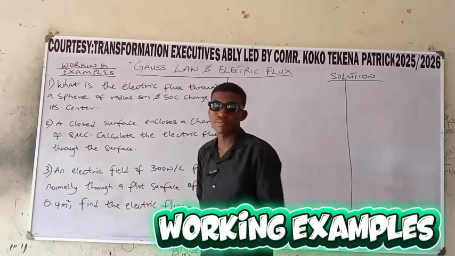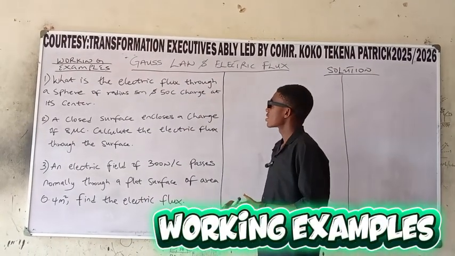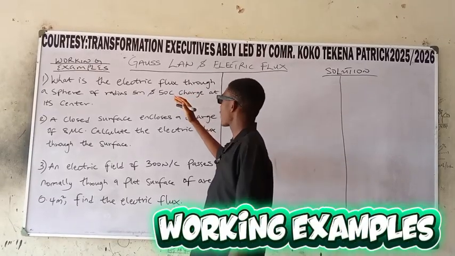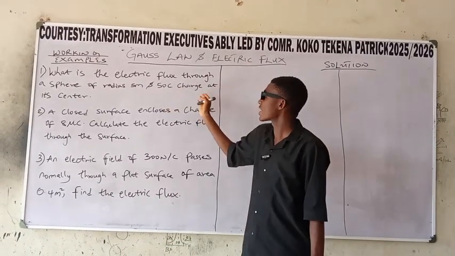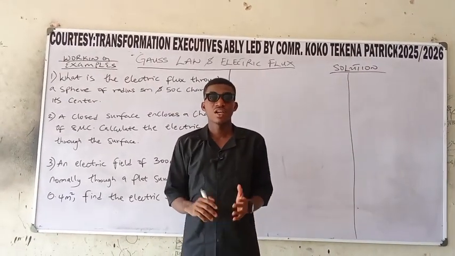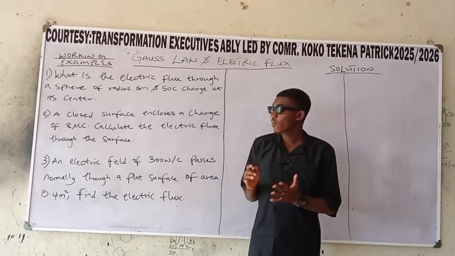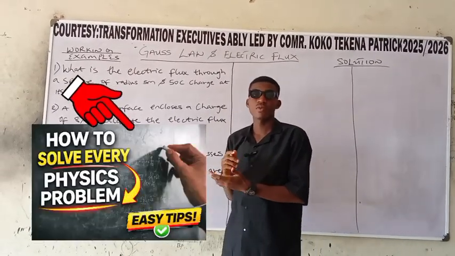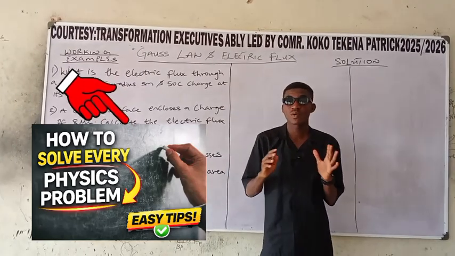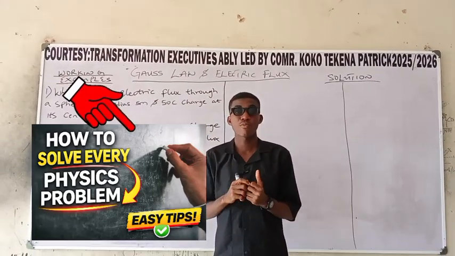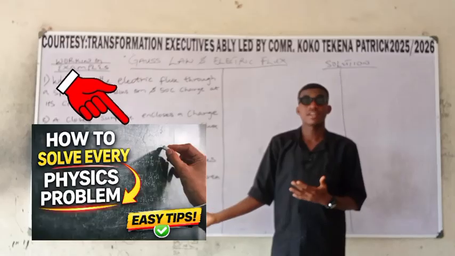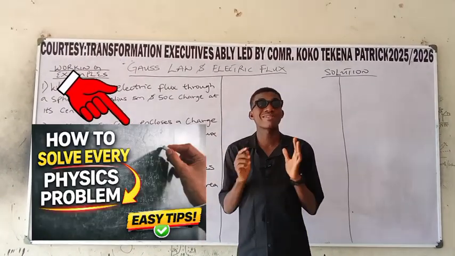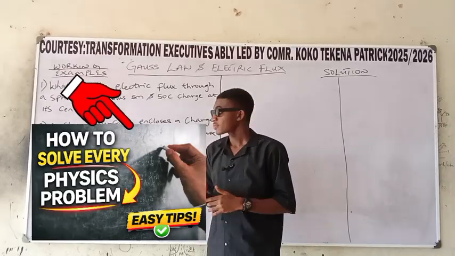Now, we have our first problem, which says, what is the electric flux through a sphere of radius 5 meter and 50 coulomb charge at its center? In all my videos, I always say before you solve any problem, outline the parameters first. I have a video where I showed you the best way of solving physics problems in order to get full marks. Make sure you check the video out when you're done watching this one, to show you how to get your method to the right answer in physics.